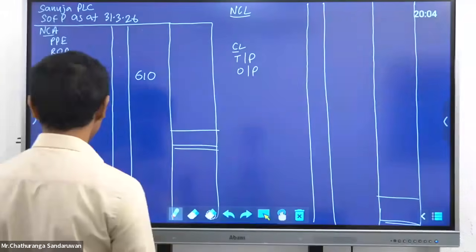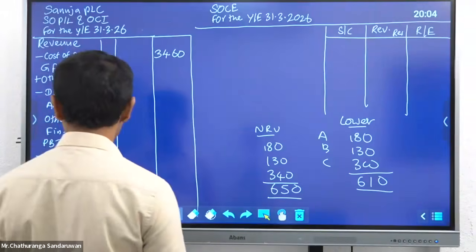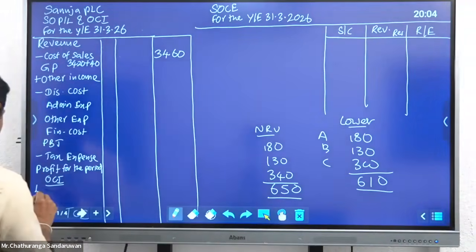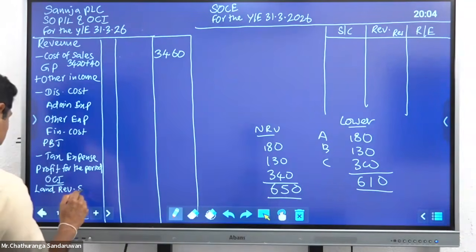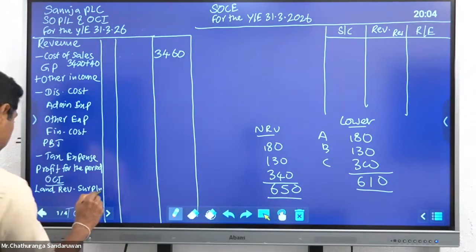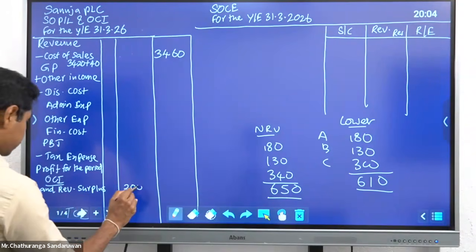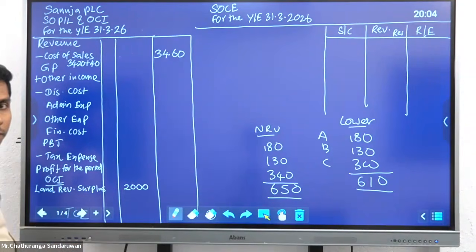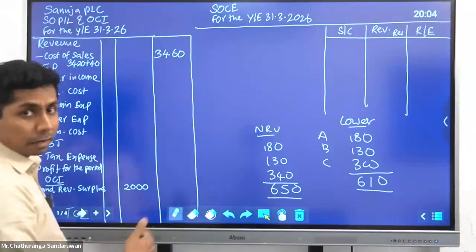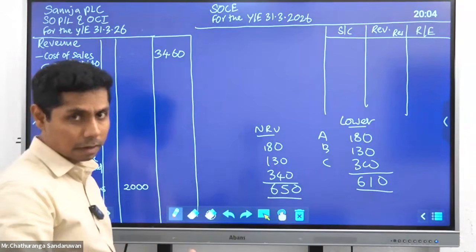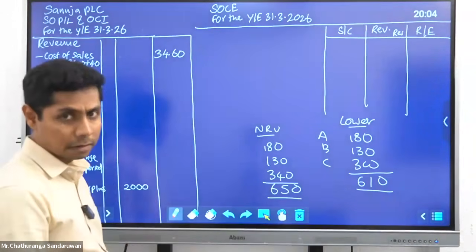Therefore, in the other comprehensive income, write land revaluation surplus 2 million, right? 2 million. And if you look at the trial balance, you will see this 2 million. But remember, that is not at the beginning date. That happened at the end of the period, right?